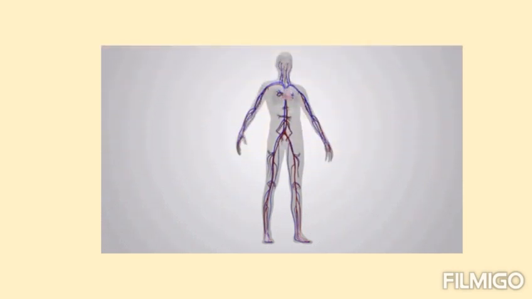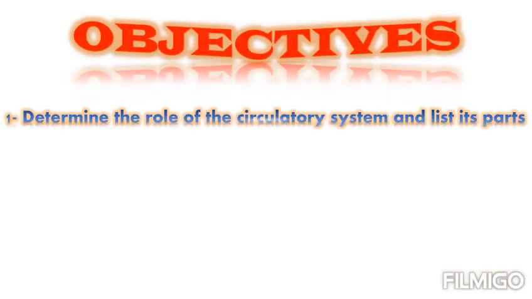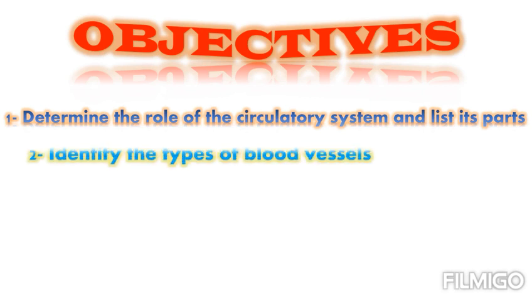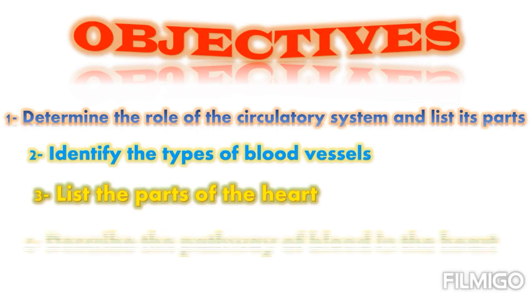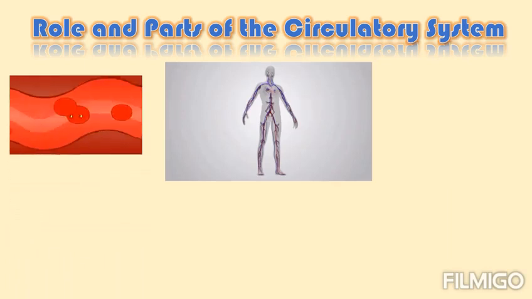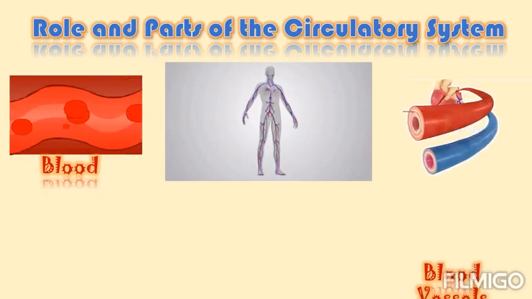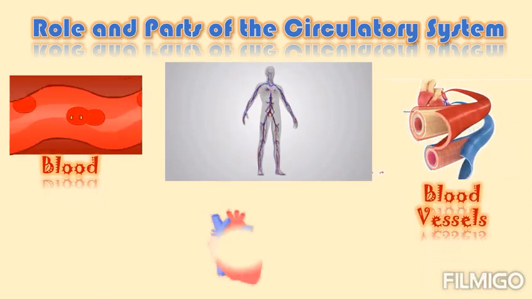So what are the other different components of your circulatory system? During this topic, you are going to determine the role of the circulatory system as well as its parts, identify the different types of blood vessels, list the parts of your heart, and describe the pathway of blood in your heart. Let us move to the first one, about the role of your circulatory system and its different parts. Your circulatory system consists of three major parts: blood, the blood vessels, and your heart.